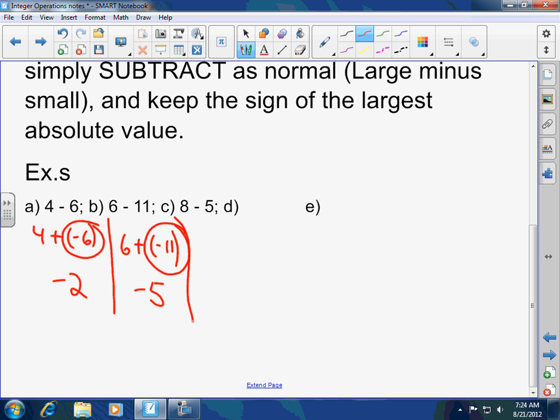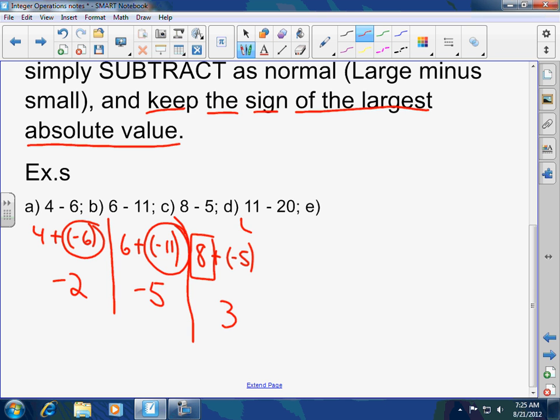8 minus 5. Well, that's just a normal subtraction problem. But now let's really dive into it and see what it's really asking. It's really asking for 8 plus a negative 5. The signs are opposite, so we're going to subtract as normal and keep the sign of the largest absolute value. So 8 plus negative 5 is going to be 3, because when we subtract as normal, 8 minus 5 is 3, and 8 has the largest absolute value, so we keep the sign of the largest absolute value. So that's why it's positive 3.